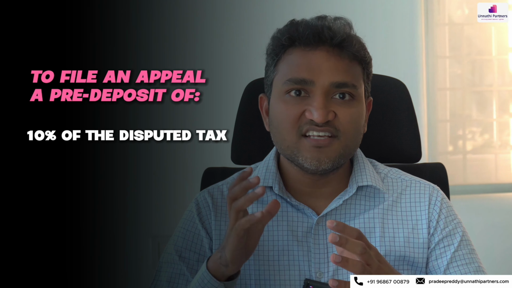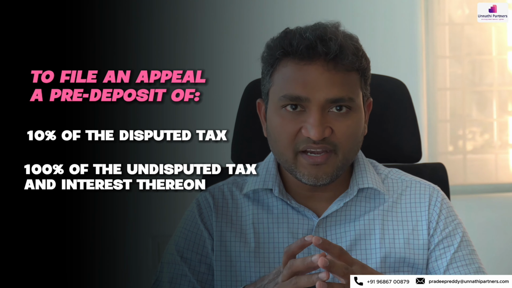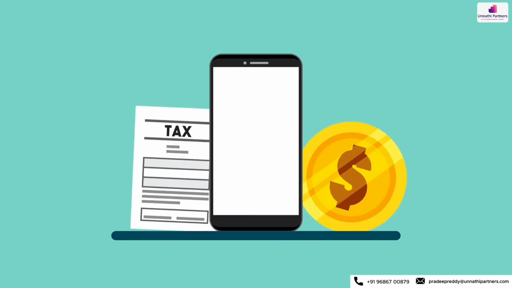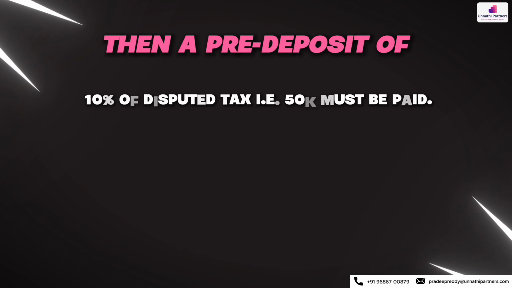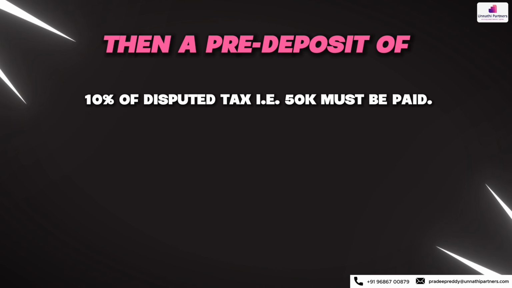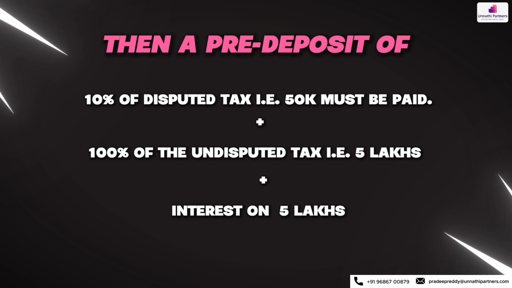To file an appeal, a pre-deposit of 10% of the tax disputed and 100% of the undisputed tax demand plus interest thereon has to be paid. For example, an order has been issued demanding a tax of 10 lakh rupees and the taxpayer is ready to pay a tax of 5 lakhs and the taxpayer is not okay to pay the balance 5 lakhs, then in such case, he has to pay a pre-deposit of 10% of the tax disputed, which is 50,000, and 100% of the undisputed tax, which is 5 lakhs, and interest on such 5 lakhs.